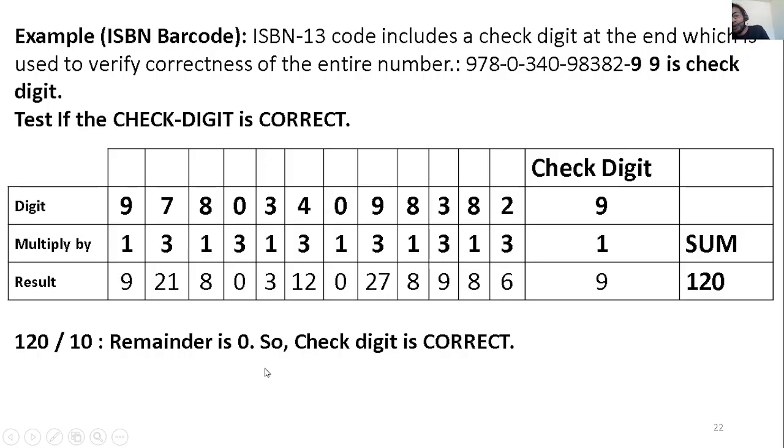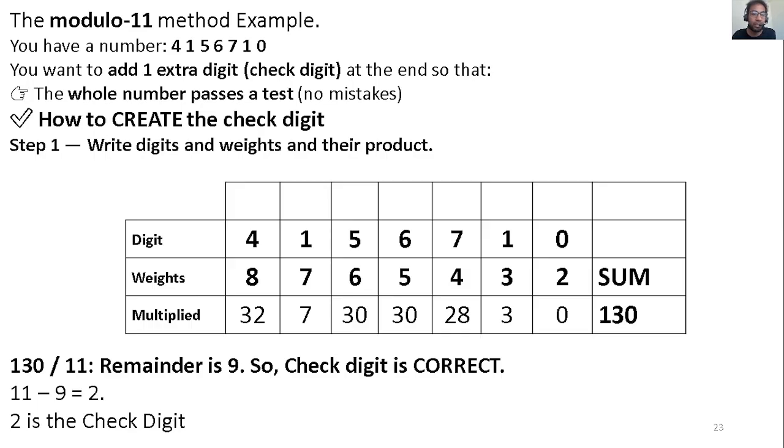Because 120 is fully divisible by 10, the quotient we get is 12 and the remainder we get is 0. So this represents that our check digit is absolutely correct. If the remainder is 0, this means our check digit is correct. That's as simple as that.